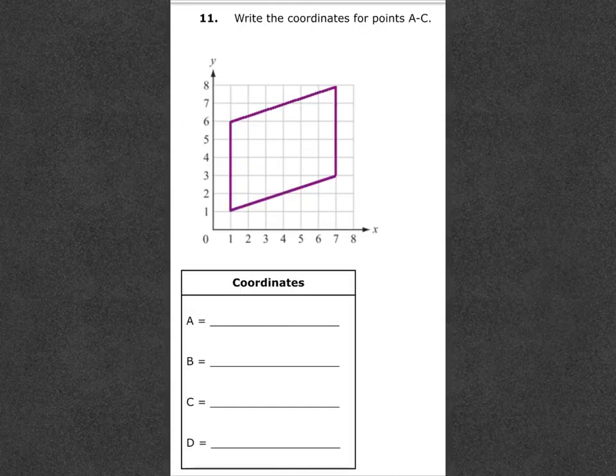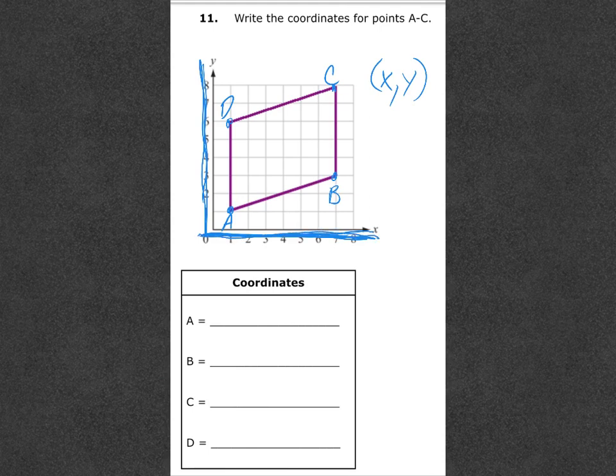So for this problem, you are labeling the coordinates. So let's first do this. We're going to go A, B, C, and D. So you're going to find the coordinates for A, for B, for C, and for D. And remember, when you're listing coordinates, you always do the X first and the Y second. X is horizontal, and Y is vertical.